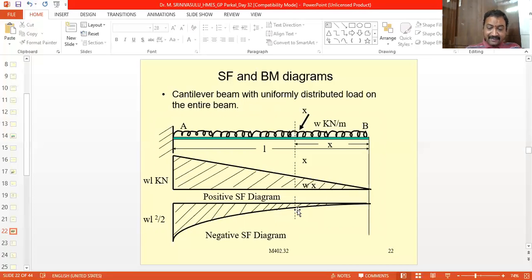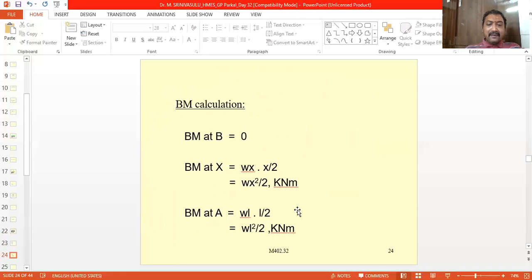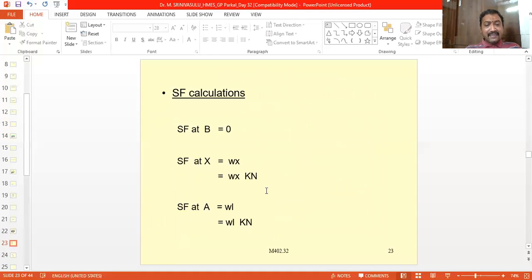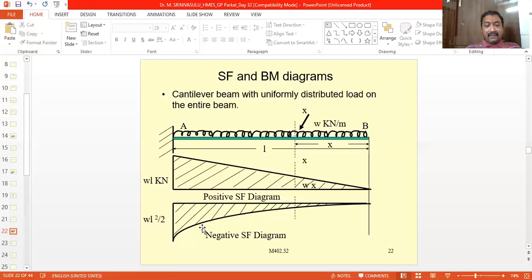But here, what is the general equation? The general equation is W into x square by 2. So y is equal to some constant into x square. If you recall back, it is the equation of a parabola, second order in the x term. So that represents the parabolic equation. So we have to join these points with a parabolic curve. So this is one point, this is the other point, and from here to here also another point. We have to join all these three points with a parabolic curve. So that is very important.